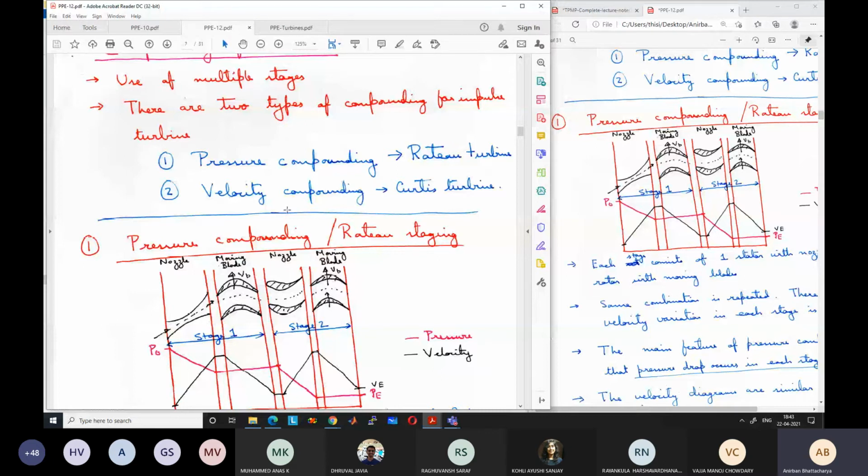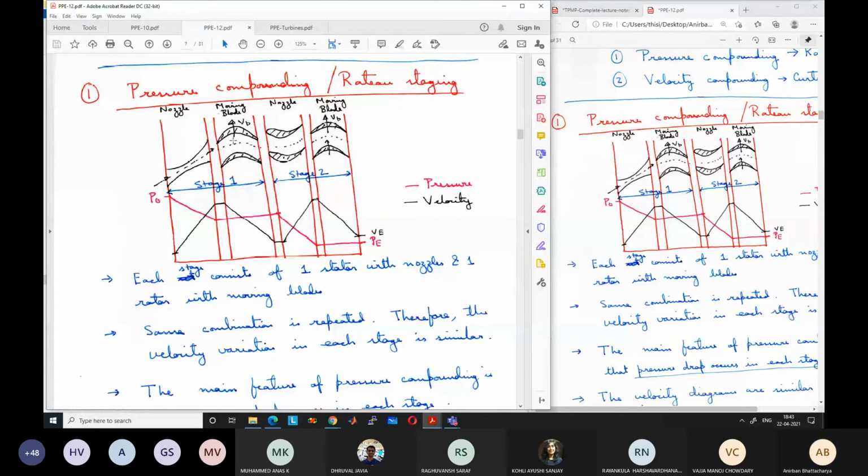So in pressure compounding, each set of nozzle and moving blade is like a single stage. Then the second set of nozzle and moving blade is another stage. Similarly, we will have a third stage of nozzle and moving blade as stage 3, then stage 4, stage 5. Maybe there may be 20 stages. Each of these stages behaves in exactly a similar way.